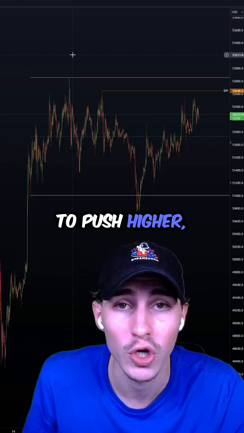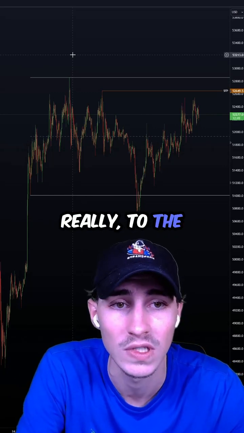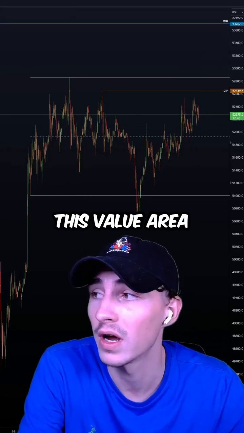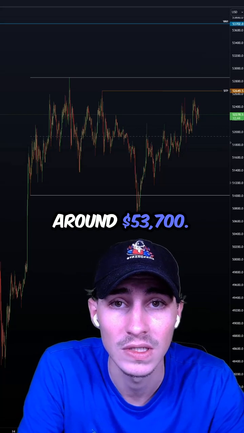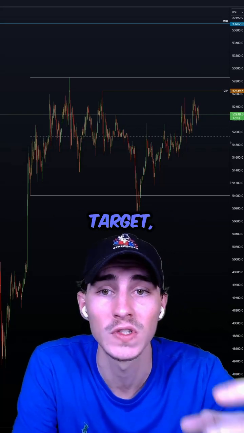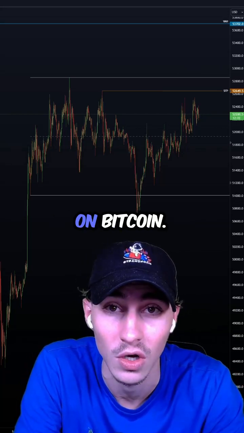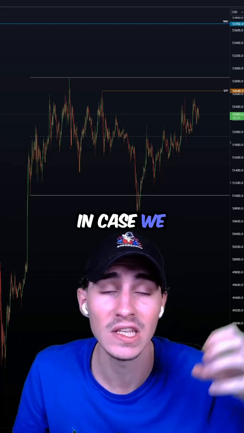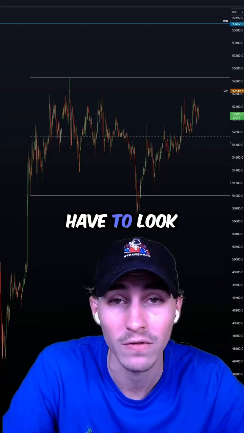If we have to push higher, what target can we look for to the upside? We can simply look here for this value at a high level around $53,700. This will be the first target if we have to break through this range on Bitcoin. So now we are ready in case we push to the upside. We know exactly where we have to look for a short trade.